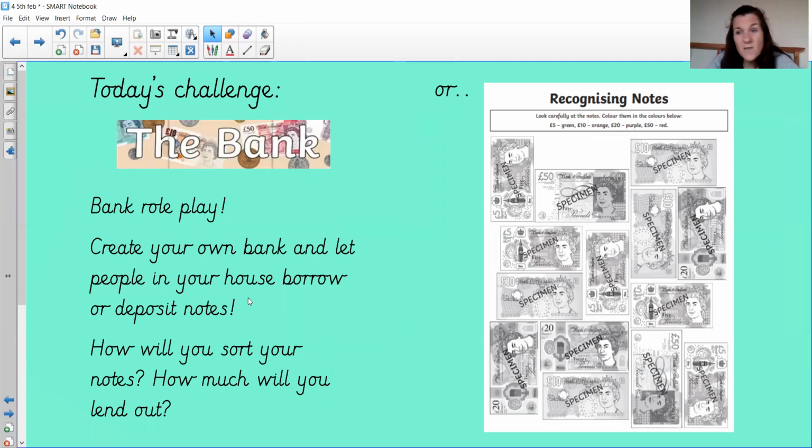And if you've had enough of role play this week, because you have had a shop this week, you could do this activity, which is to look at the notes and colour in the notes. It gives you a key. So £5 notes are coloured in like a greeny turquoise, £10 notes are orange, £20 notes are purple, and £50 notes, which I know Miss Oster showed you the other day, are red. So that is what your challenge today is, either making yourself a bank and lending out money and maybe exchanging some money, which would be great, or recognising your notes and colouring them in.